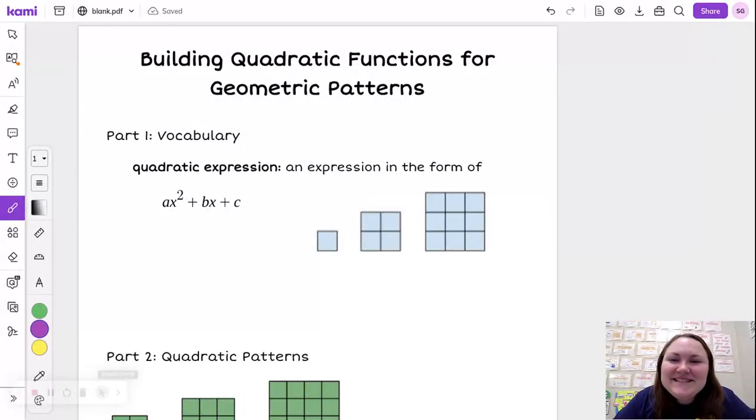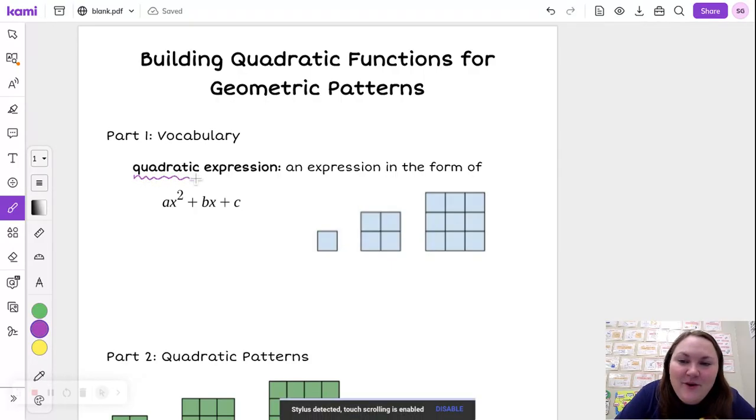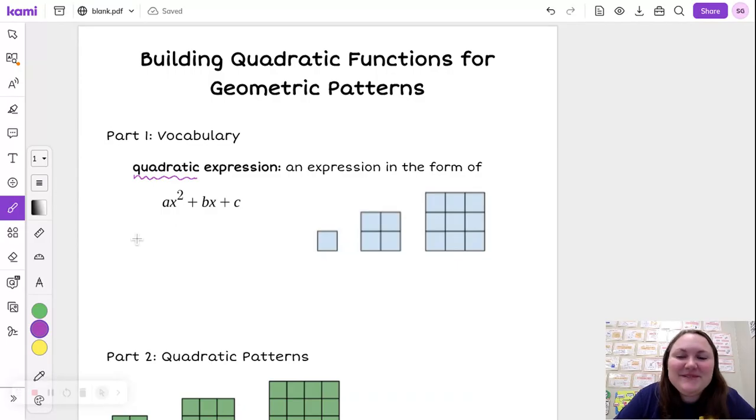Hi algebra students, this is our introduction video for our lesson on building quadratic functions for geometric patterns. So starting with that vocabulary, in yesterday's lesson we talked about this new relationship we're going to be looking at, a quadratic. And we said a quadratic is going to be anything that's in this form, ax squared plus bx plus c, with the most important part of that being that x squared term.